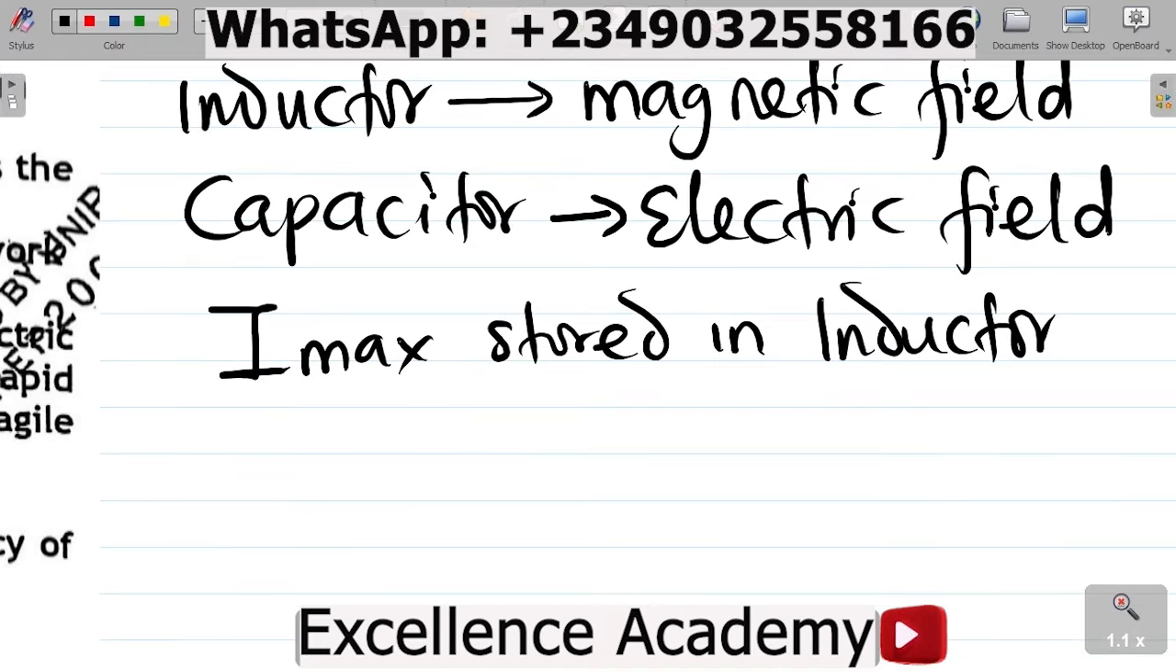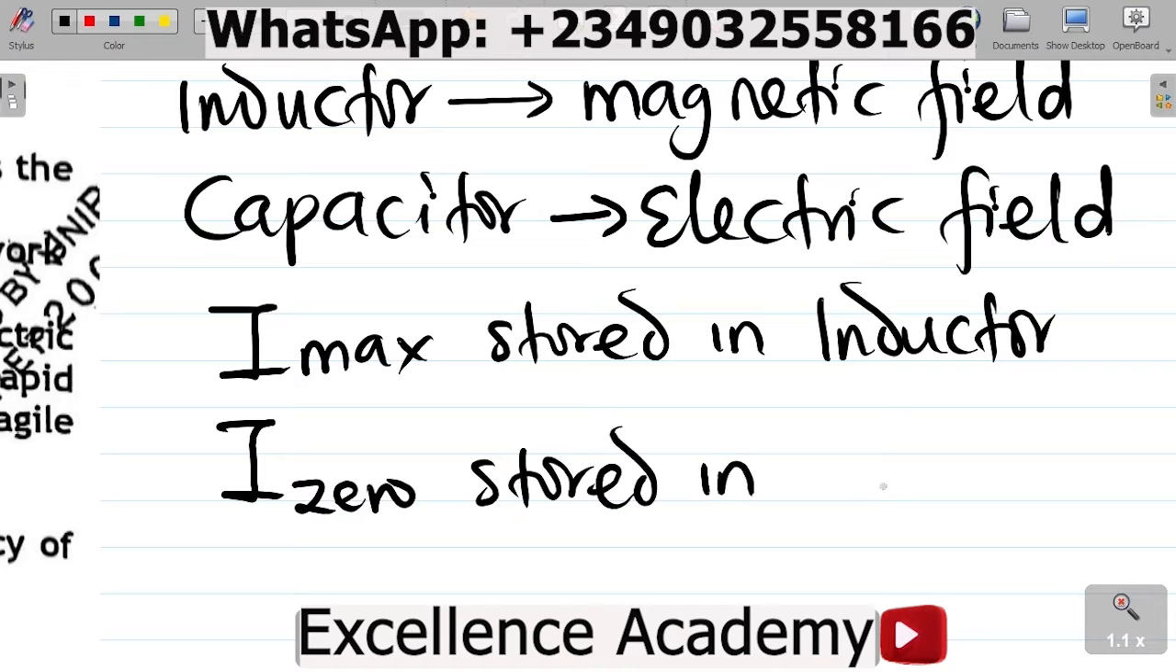Meanwhile, when current is at zero, so when I is zero, the energy is stored in the capacitor. Okay, take note of this.